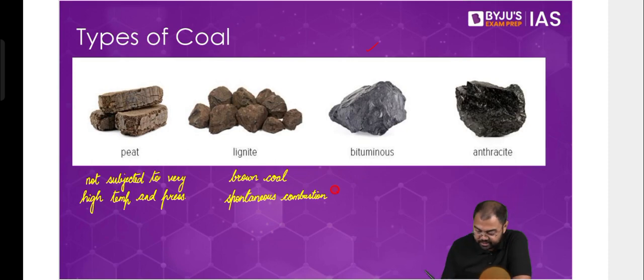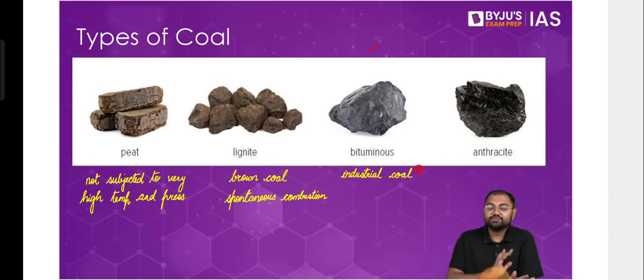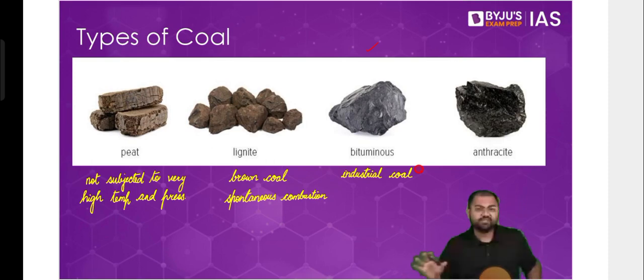Then we have bituminous. Bituminous is also called industrial coal. So why industrial coal? Because it is the most widely used form of coal. The efficiency is very good, the pollution levels are low. That's why various industries, whether it is electricity production, the iron and steel industry, or other chemical industries, all use bituminous. And then we have anthracite. Anthracite, of course, is the best variant of coal. Efficiency is very, very high, but it is not found in as big quantities as the others, for example compared to bituminous.